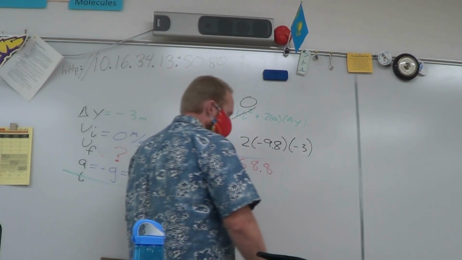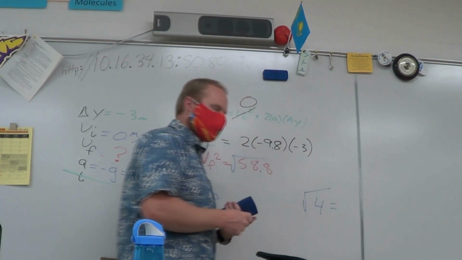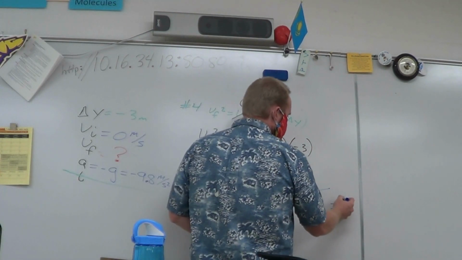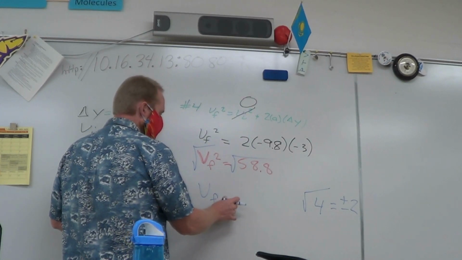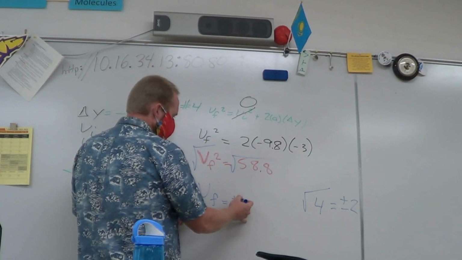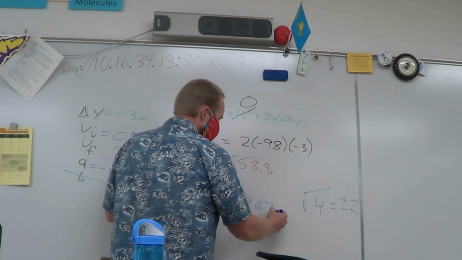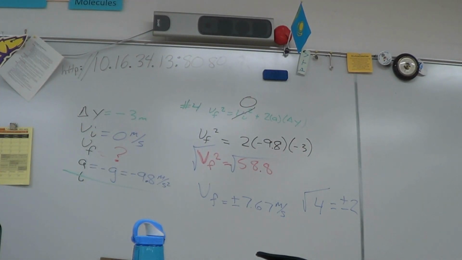Now before I write that number, I want to ask you this. What is the square root of 4? 2. Plus or minus. Remember we talked about that and you said, we're going to come back to that. It's plus or minus 2. The square root of any number is plus or minus. So mathematically, this answer is plus or minus 7.668. If we round it to 2 decimal points, it's plus or minus 7.67 meters per second.